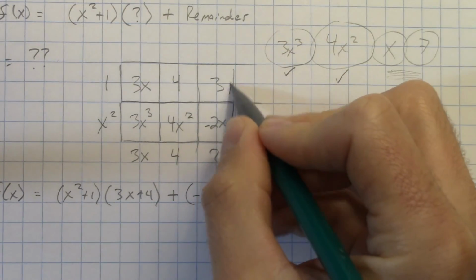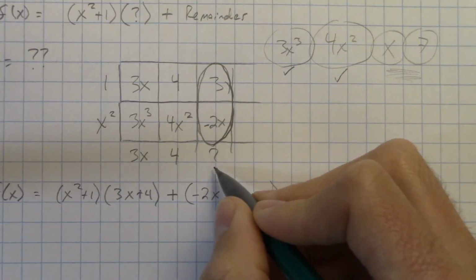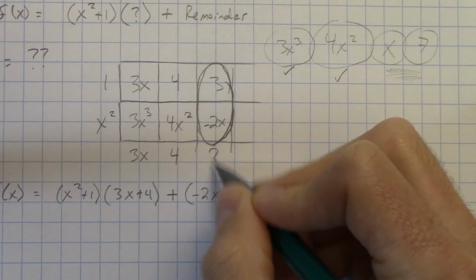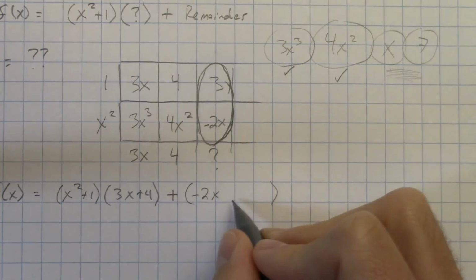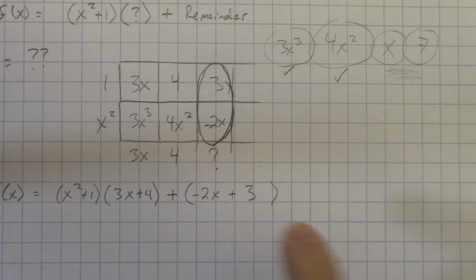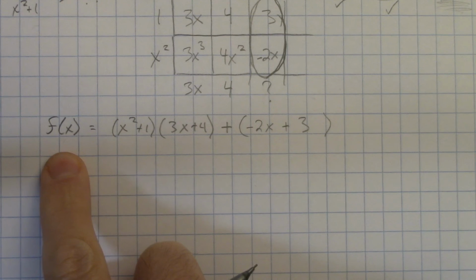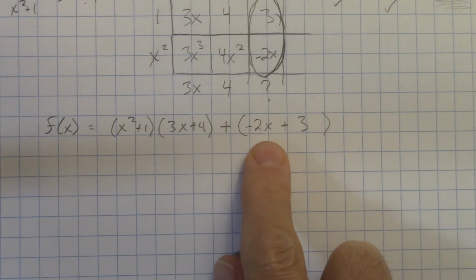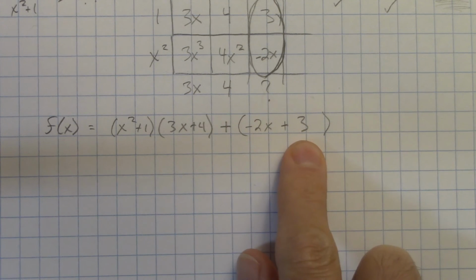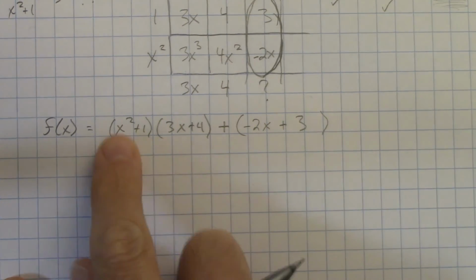And sometimes I write them in the box, even though it doesn't make sense to do that because we don't have anything we can multiply times. But negative 2x plus 3 would have been nice to have, because then that would make this polynomial. So what is our polynomial division? f of x is equal to x squared plus 1 times 3x plus 4 with a remainder of negative 2x plus 3. Okay, so we could write it, yeah, this would be a great way to do it.